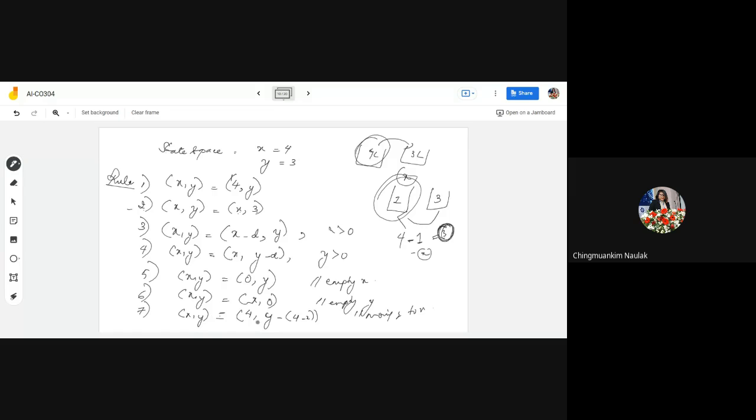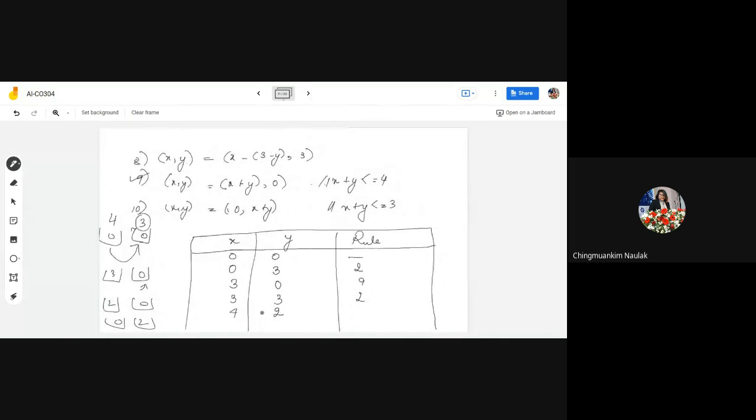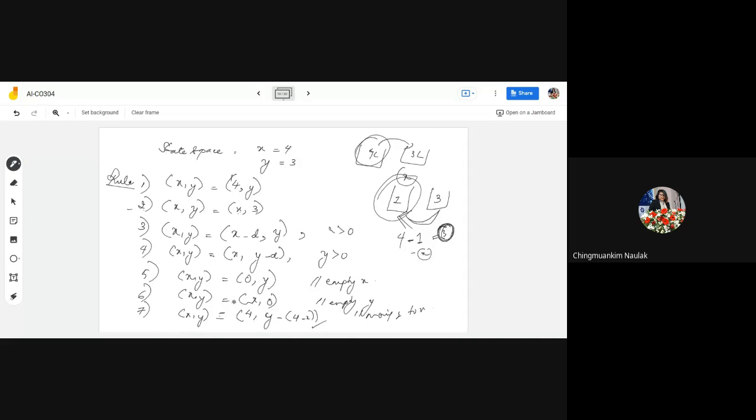Rule number 7 says this. If you move from this to this, that would be the formula, and you are applying that rule, rule number 7. After that, y is having 2. You have to minimize x, so you can empty x. How will you do that? You can apply rule number 5, empty x, 0 comma y.